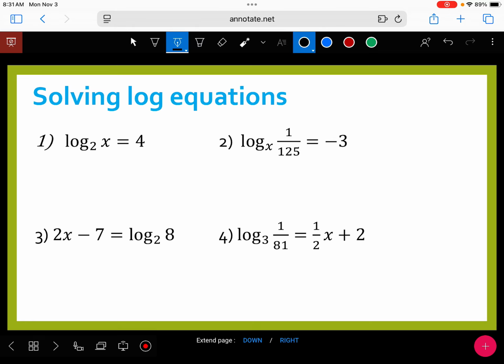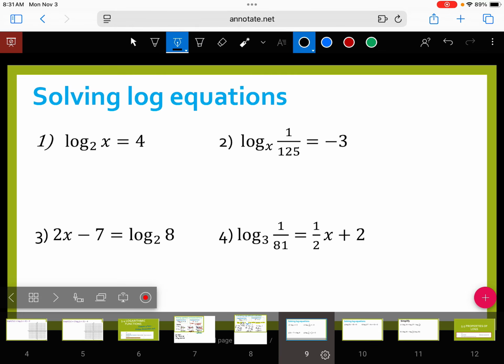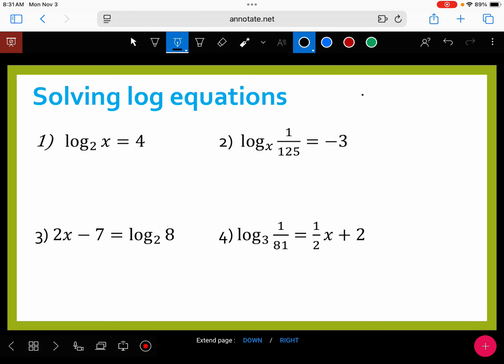All right, let's keep moving. Now we're going to solve a few exponential equations. I'm going to give you a second to copy these 4 down, and then we'll go through them together.